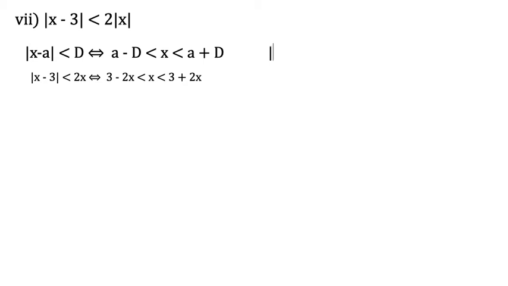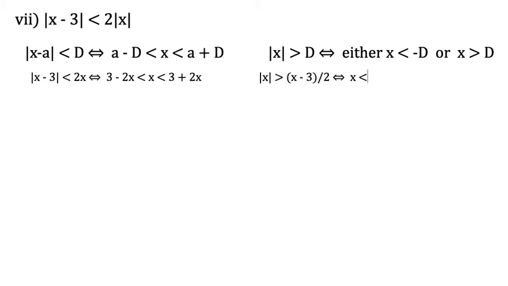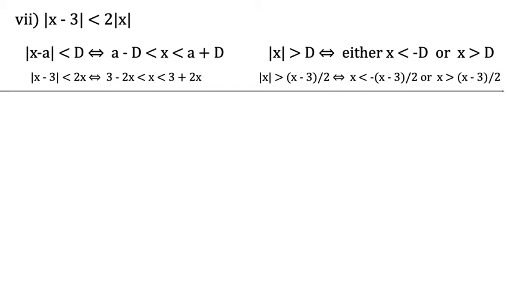Alternatively, we also have the situation where the absolute value of x is greater than d if and only if either x is less than minus d or x is greater than d. In our case, we would have the absolute value of x is greater than x minus 3 over 2, if and only if x is less than negative x minus 3 over 2, or x is greater than x minus 3 over 2.